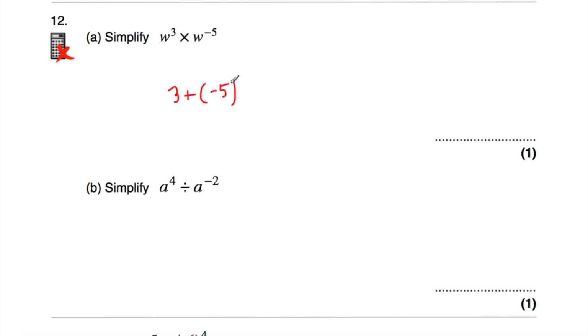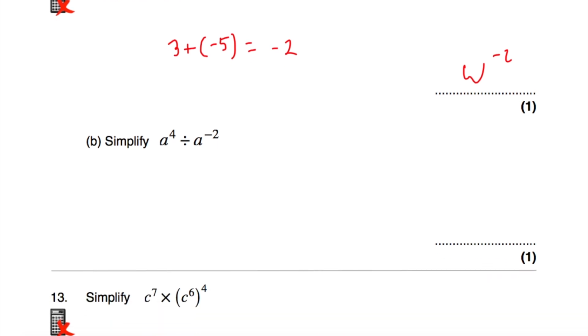So 3 plus negative 5, when we add 5, we go up. So when we add negative 5, we go down. So if we're at 3 and we go down 5, that's equal to negative 2. Or another way to consider it is, rather than doing 3 plus negative 5, we could do negative 5 plus 3. And if you're at negative 5, you add 3, you get to negative 2. So the answer is going to be w to the power of negative 2. And just to recap, negative 5 plus 3 is negative 2, or 3 plus negative 5 is equal to negative 2. And that's why it's w to the power of negative 2.